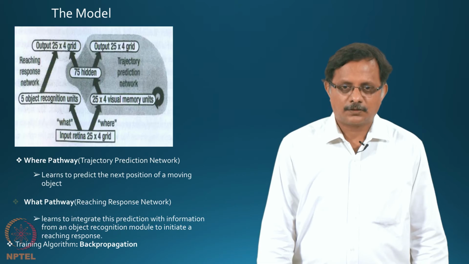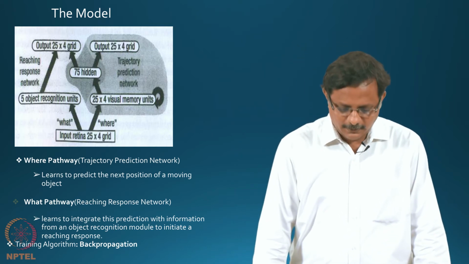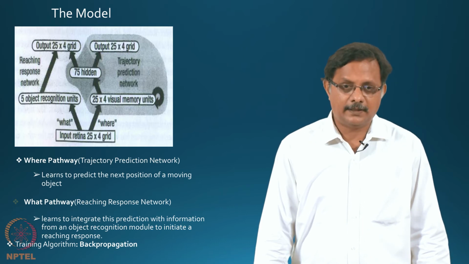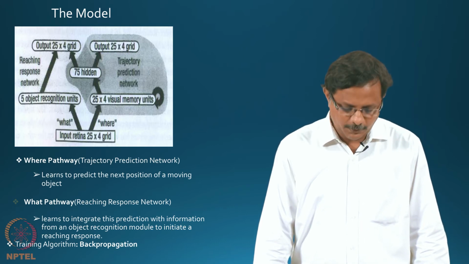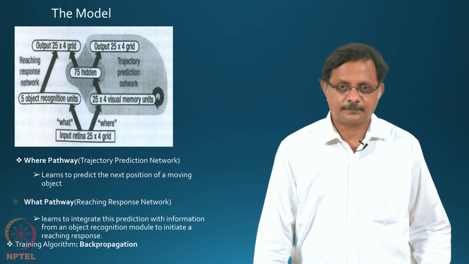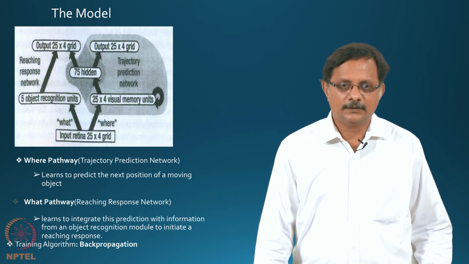This is relevant to understanding the kind of architecture that is used to model object permanence. In this proposed model by Mareschal et al, the network architecture is shown in this figure. There is an input layer which is a two-dimensional array which represents the retina. The input is called a retina, which is an array of size 25/4, which looks something like this. What you see on the left is the input retina.